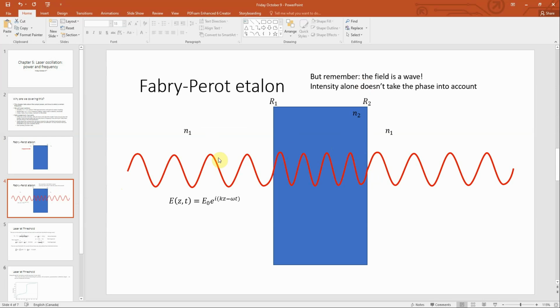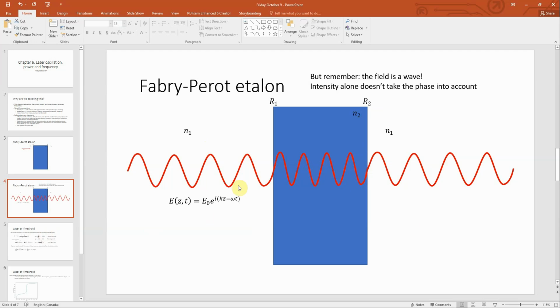And so the field, remember, is a wave. It's an electromagnetic wave. And so we should actually be modeling with this phase, where we have the phase that's a function of position, z. Where, of course, because the index of refraction for this glass, say, will be higher than it is for the air outside, then this wavelength will be shorter.